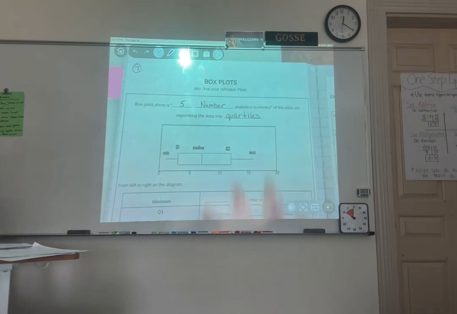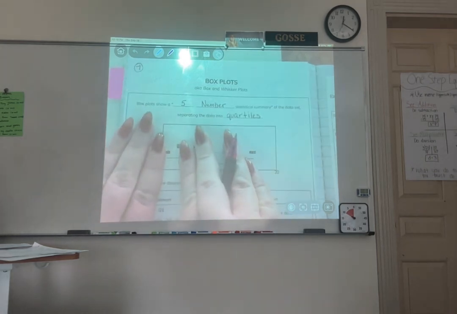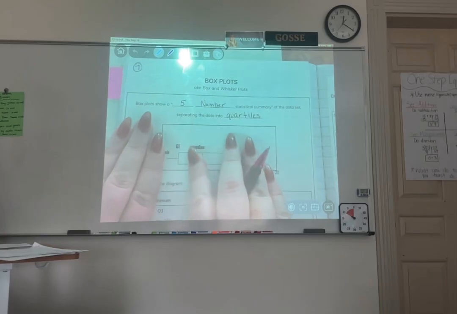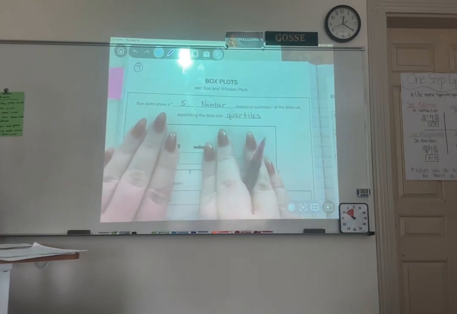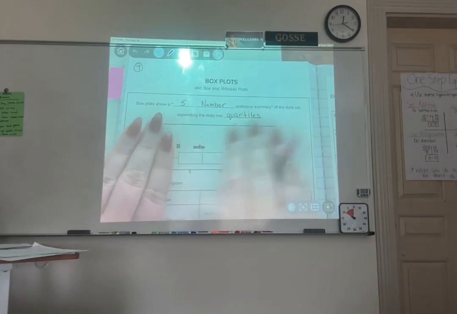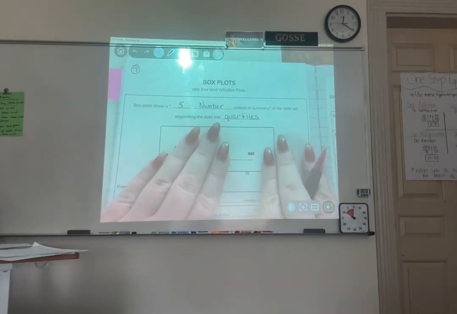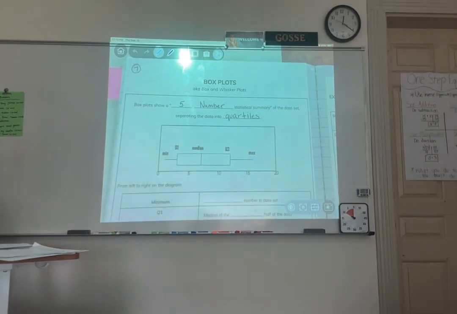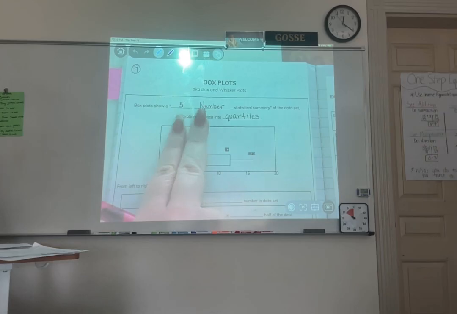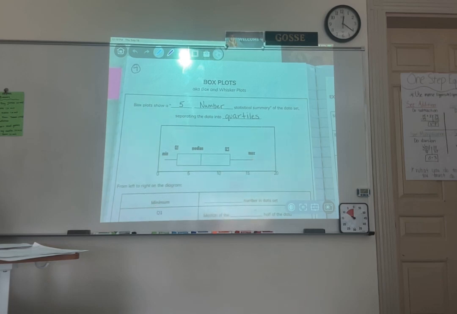Cool. All right. So this first line, otherwise known as the whisker, from the minimum to what we're going to learn about, is called the Q1. That's the first quartile. The first part of the box is called the second quartile, third quartile, and the last whisker part is the fourth quartile. So again, this graph is made up of those 5 numbers that we see: the minimum, the Q1, the median, the Q3, and the maximum. We've seen 3 of these numbers before.